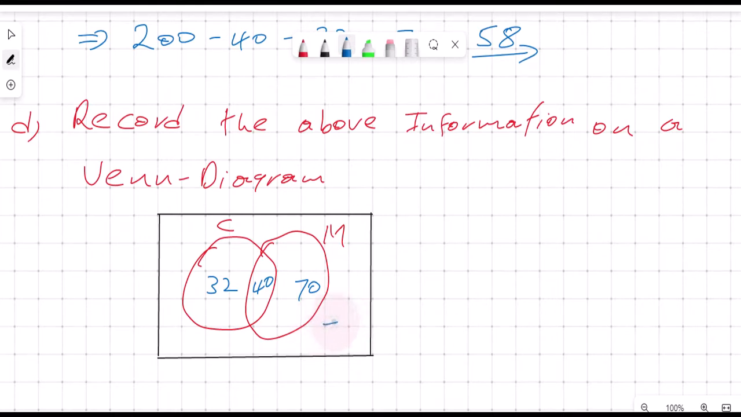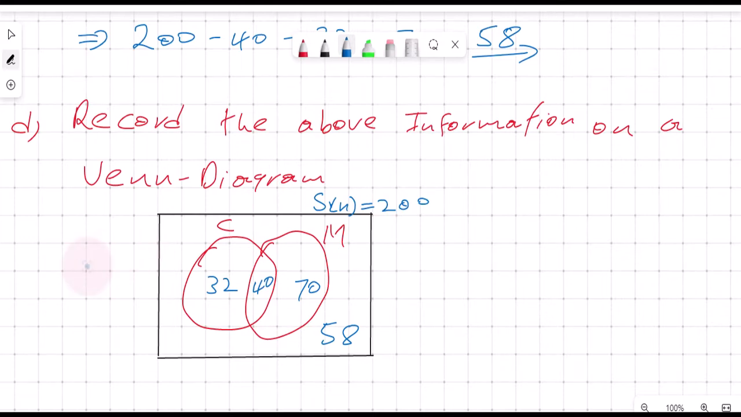Then when you add these numbers together, they must give you the total sample space, which is equal to 200. So let's add 58 plus 70 plus 40 plus 32. What do you get? 200, isn't it? So which is the total sample space. So we are very much happy. Now let's move to the next question, number E.